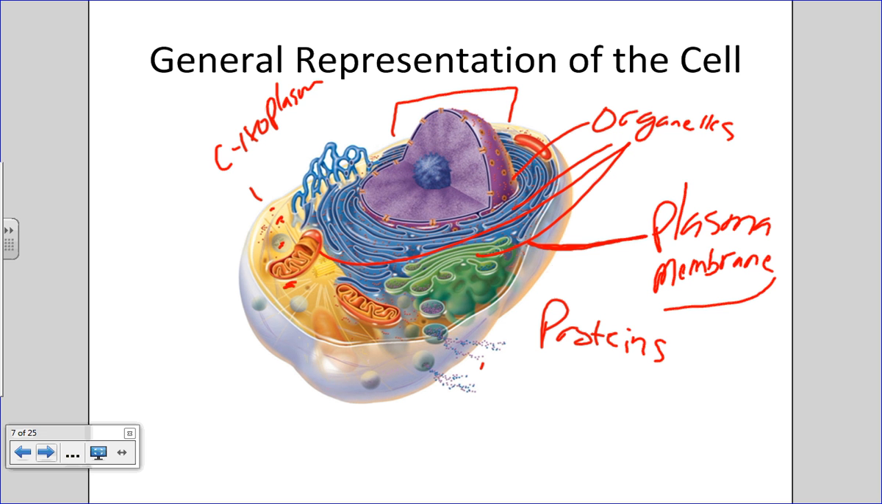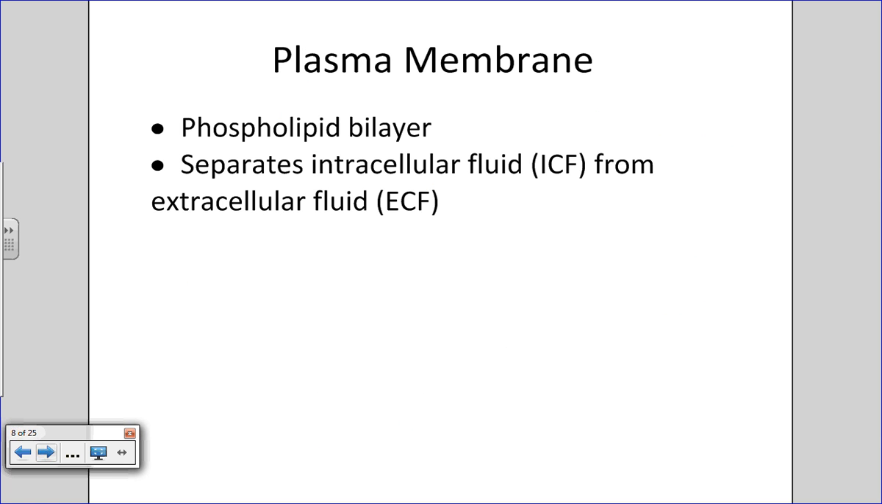Okay, so again, this is a very classical general representation of a cell. But like I said, not every cell in the body is going to look anything like this. But like I said, they'll have the basic parts. They'll have a plasma membrane. There will be a cytoplasm and organelles. And almost all, but not all, cells are going to have a nucleus within the body. All right, so on that note, let's move on to the plasma membrane.